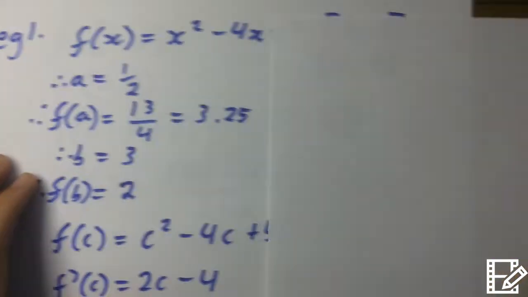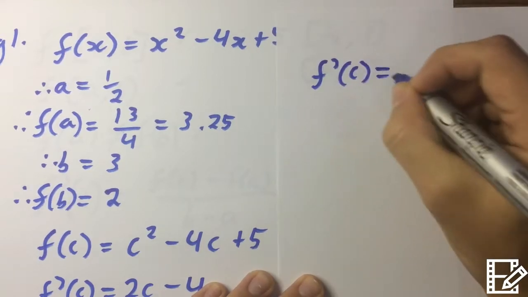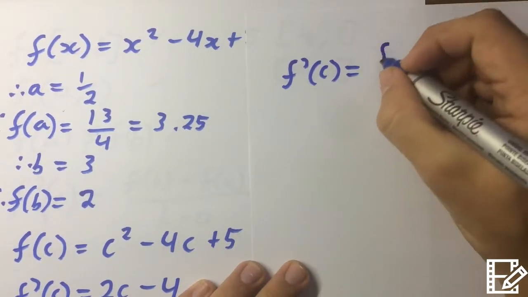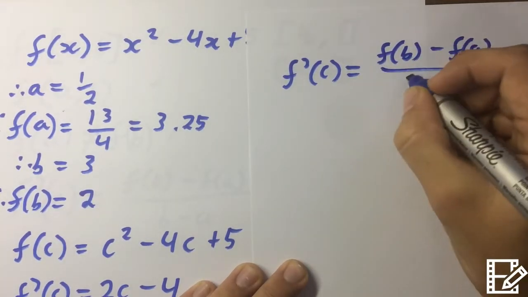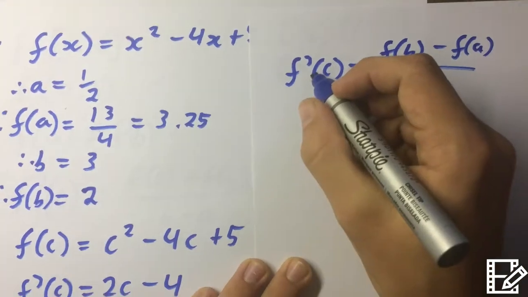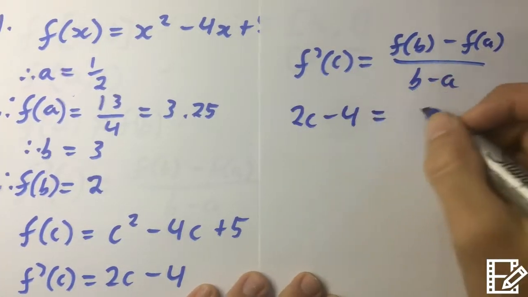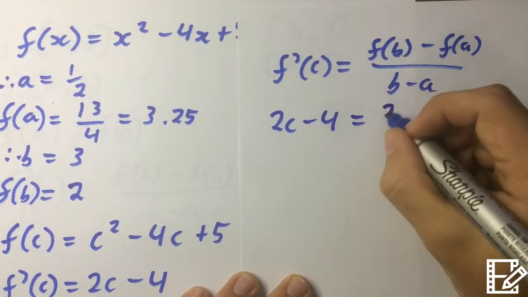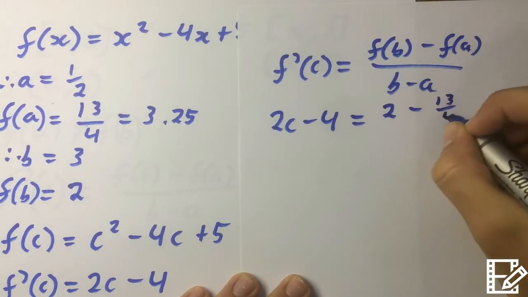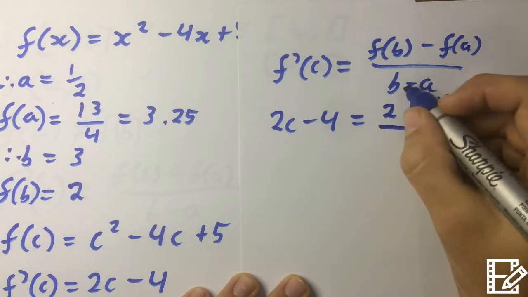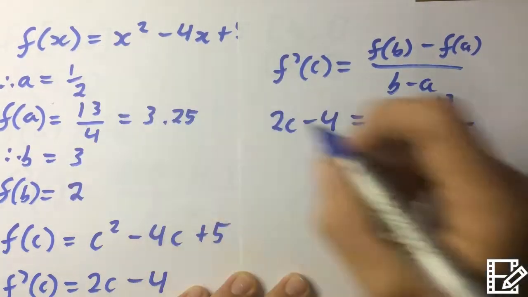So the formula we use: the derivative of c equals the function of b minus the function of a over b minus a. The derivative of the function of c is 2c minus 4, and that equals the function of b, which we said was 2, minus the function of a, which we said was 13 on 4, and all that's divided by b, which we said was 3, minus a, which we said was a half.